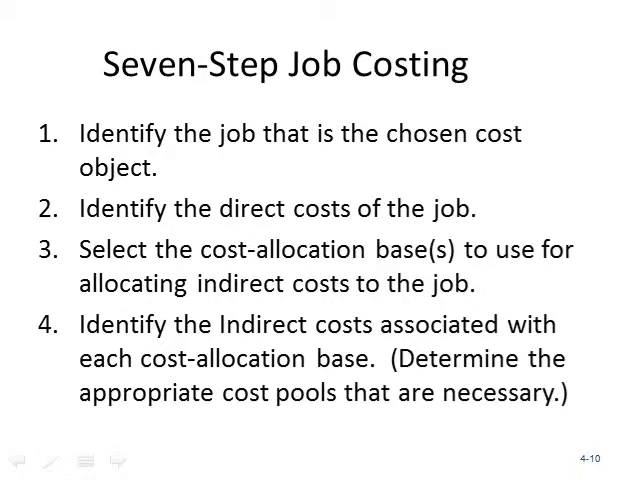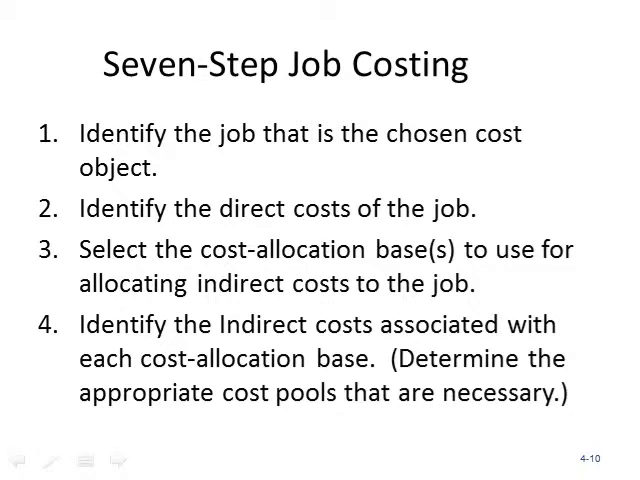So now we talk through this 7-step job costing process. First, we identify the job that is chosen, which we refer to again as our cost objective, right? Second, we identify the direct costs of the job. Third, we select the cost allocation base to use for allocating indirect costs to the job.